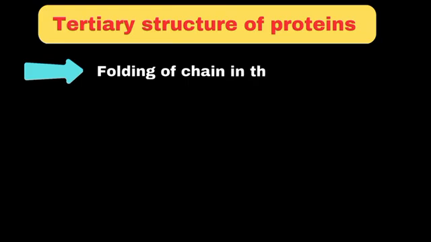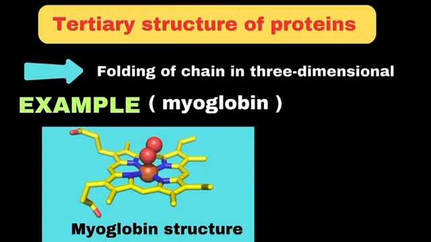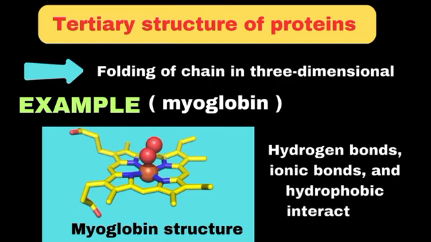Moving to the tertiary structure, this is formed when the protein chain folds into a specific three-dimensional shape. Let's take the example of myoglobin, a protein that stores oxygen in muscles. Its single chain folds into a compact globe-like structure, with the folding determined by interactions between the side chains of different amino acids. These interactions include hydrogen bonds, ionic bonds, and hydrophobic interactions.